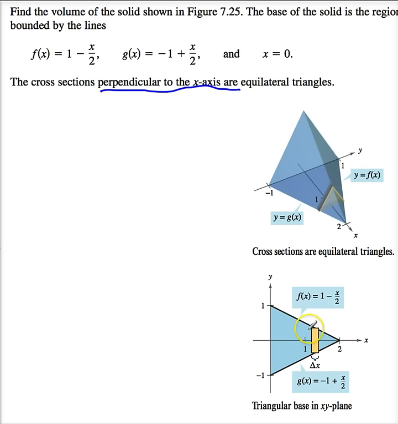So perpendicular to the x-axis means after I have my base drawing, I'm going to come and put my representative rectangle perpendicular to the x-axis. Now, as soon as I have this, I know everything is going to be in delta x. So the first thing, let me find my limits of integration. I know I want x equals 0, so at what point right here does 1 minus x over 2 equal minus 1 plus x over 2? So this is when 2 is equal to x. All right, so a is 0 and b is 2.